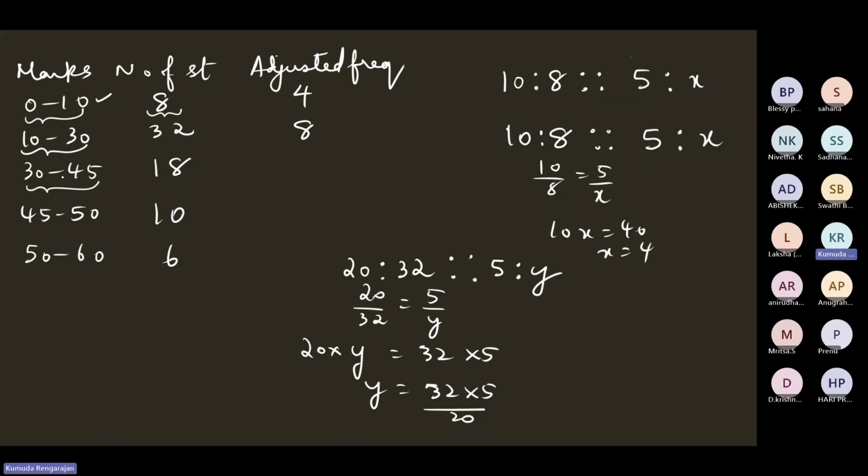Now here, children, the size is 15. If 15 is the size, then its frequency is 18. But what is the size you want? 5. If the size should be 5, then what is the frequency? Work this: 15 is to 18 means 15 by 18 is equal to 5 is to x means 5 by x. So work this and find the value of x. So x is equal to 5 into 18 by 15. So you get 6.